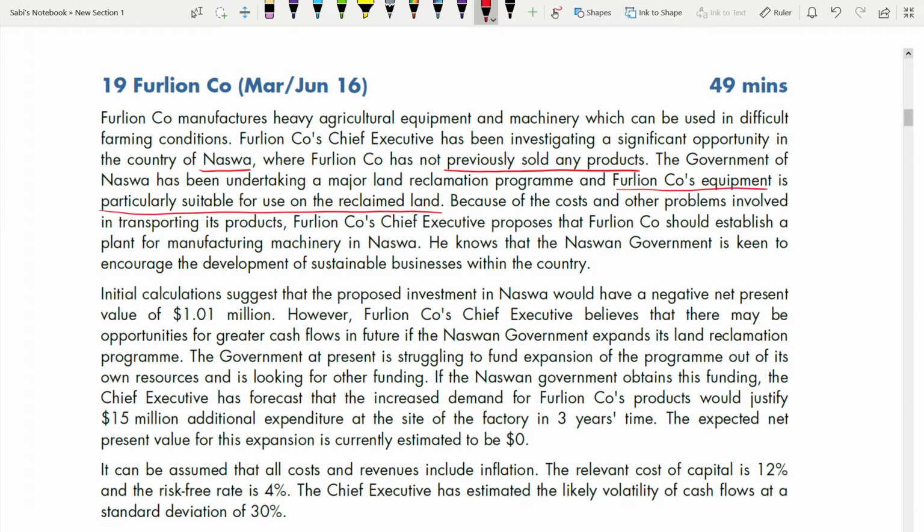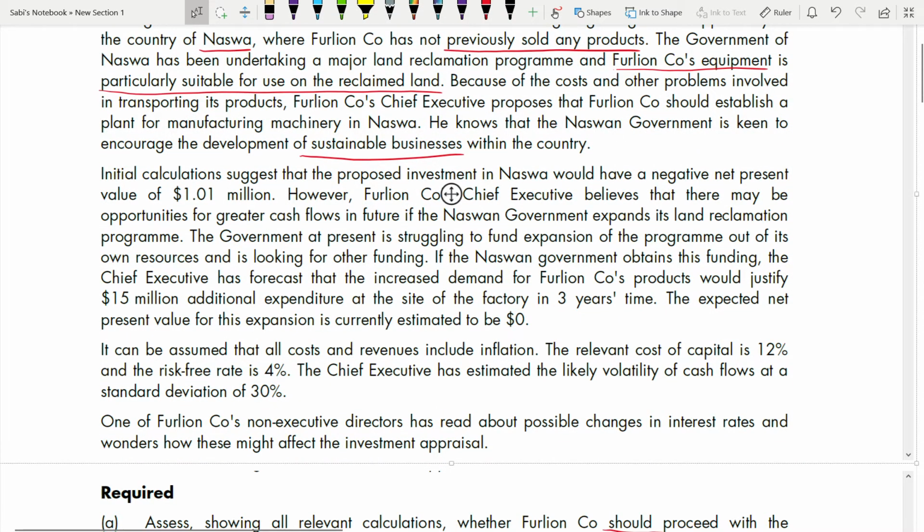And the government of Naswa has been undertaking a major land reclamation program and Furlion's equipment is particularly suitable for use on the reclaimed land. We saw that this was the last requirement. Because of the cost and the other problems involved in transporting his products, Furlion's chief executive proposes that Furlion should establish a plant for manufacturing machinery in Naswa. He knows that the Naswan government is keen to encourage the development of sustainable business within the country. So it is about sustainable business they are promoting. Coming to the second paragraph, initial calculations suggest that the proposed investment in Naswa would have a negative net present value of 1.01 million.